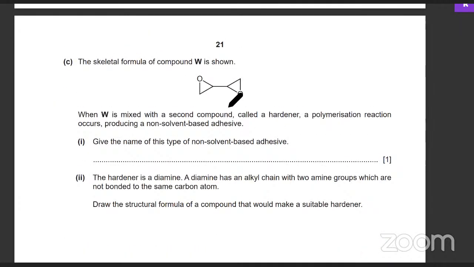Now, the skeletal formula of this is given. When W is mixed with a second compound called a hardener, a polymerization reaction occurs, producing a non-solvent-based adhesive. Give the name of this type of non-solvent-based adhesive. This is no longer really in your course. Okay, these were super glues. So you're saying W is mixed with a second compound called a hardener. That's no longer in your course.